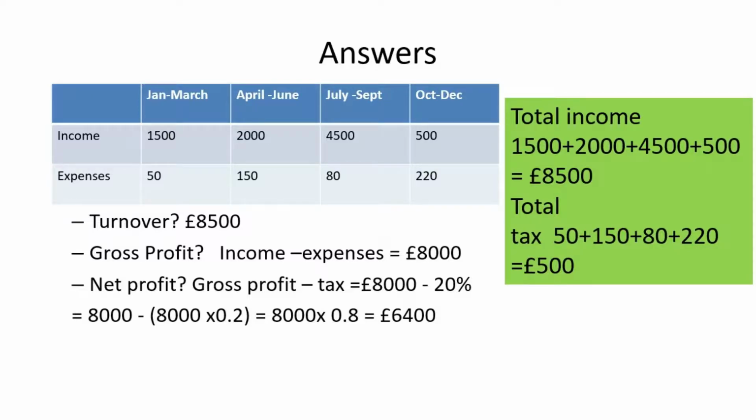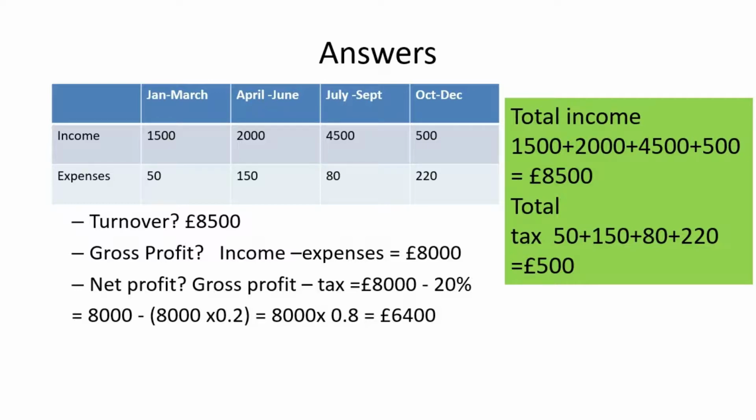1,500 plus 2,000 plus 4,500 plus 500 equals a turnover of £8,500. Remember to put in the pound sign as well so that we know we're talking about money and not anything else. Gross profit then will be that figure minus all of our expenses, again in each of those four columns. This time we're looking at the bottom row, adding those together to get 500 and taking it away from our original turnover figure. So our turnover minus our expenses is our gross profit of £8,000.